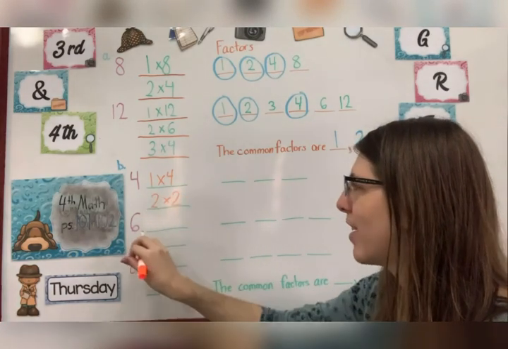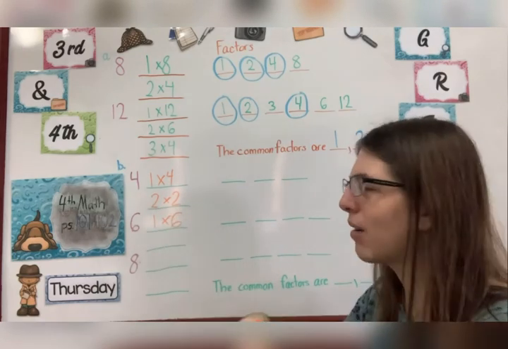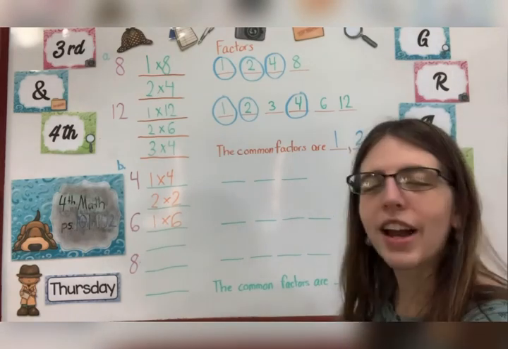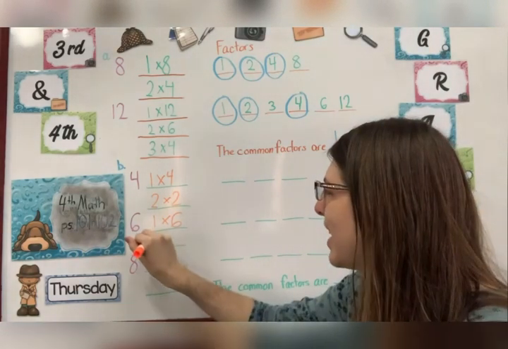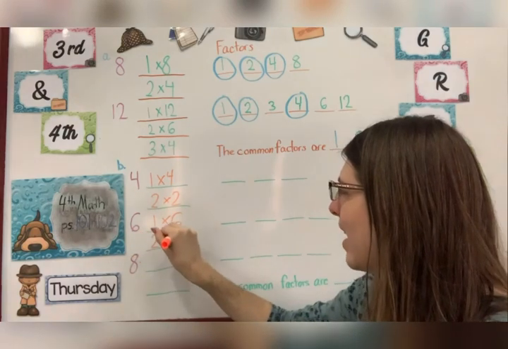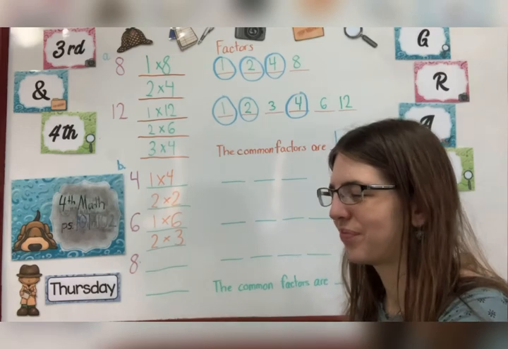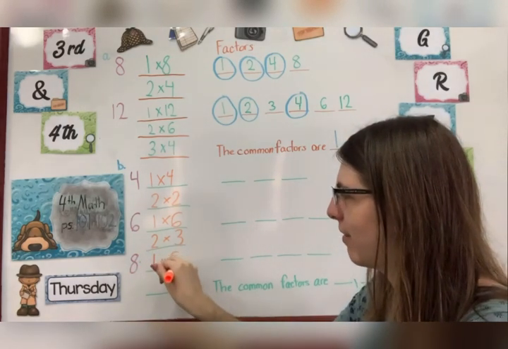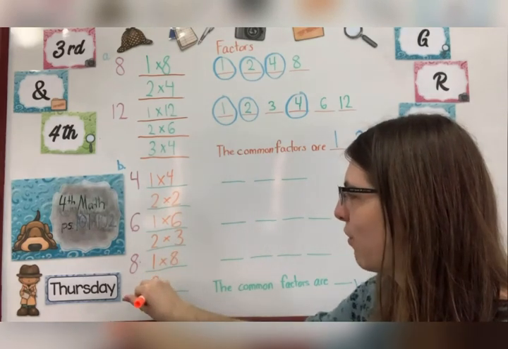And we're done. Moving on to 6. We'll start with 1 times 6. Again, that's already filled in on your paper. Okay, let's try 2. Is 2 a factor of 6? Yeah, it is. 2 times 3. And we're done there. How about 8? Well, we start with 1 times 8. Is 2 a factor of 8? Yes, 2 times 4 equals 8.